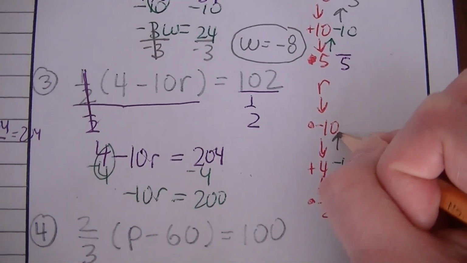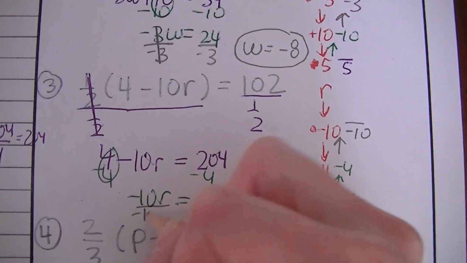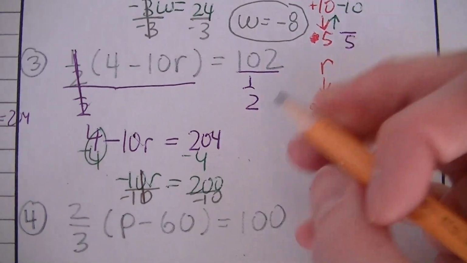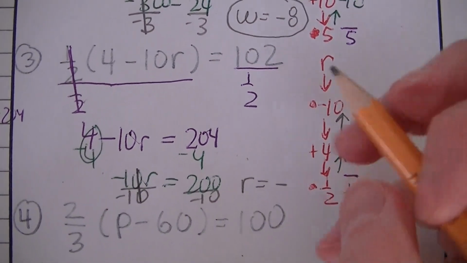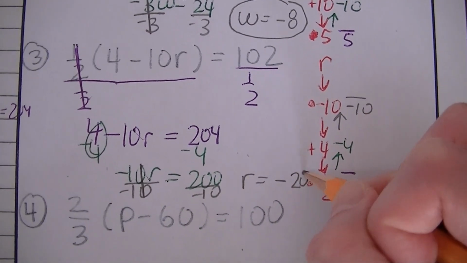Inverse operation of times negative 10 is to divide by negative 10. You're going to do that to both sides of that equal sign. Negative 10 divided by negative 10 is 1. 1 times r is r. Positive divided by negative is going to be a negative. So 200 divided by negative 10 is going to be negative 20.